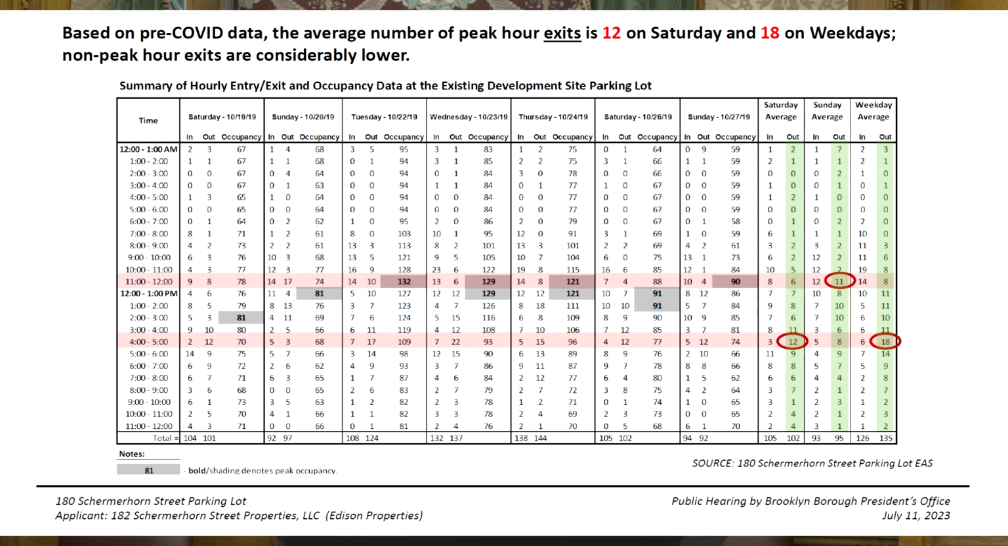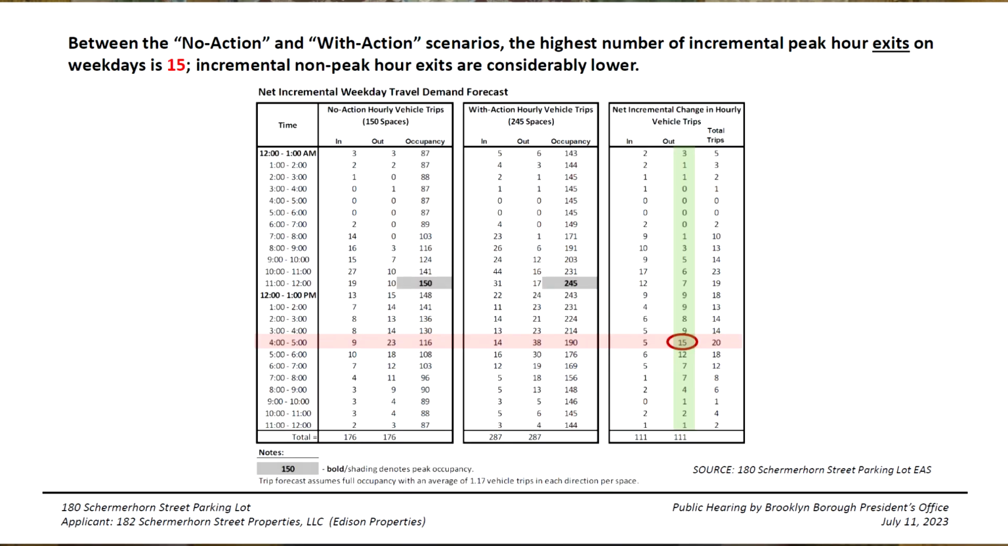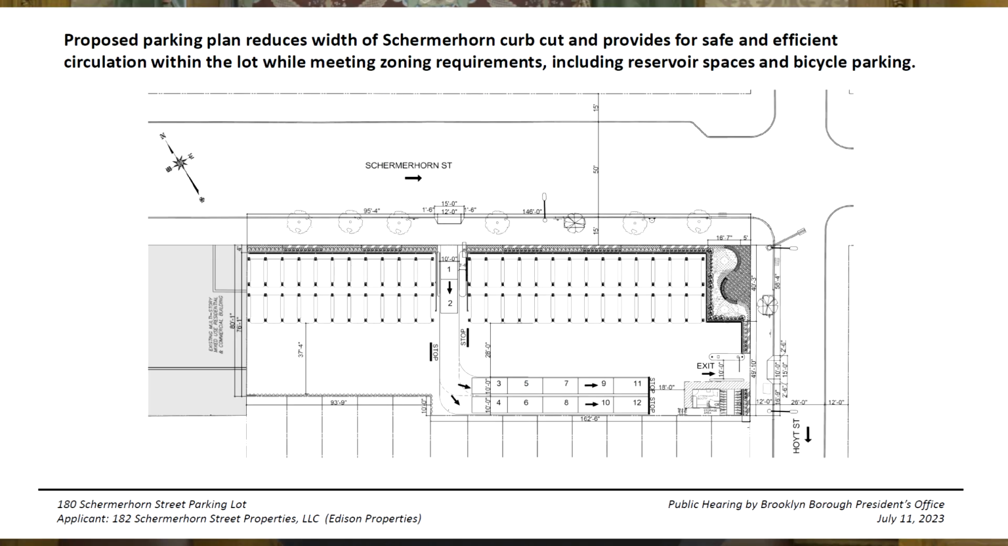Between the no action and the with action scenarios, the highest number of incremental peak hour exits on a weekday is 15. We did not do an analysis of weekend projections, but it's safe to assume that the non-peak hour exits on weekends are considerably lower. So now I'm going to hand it over to Jim, who's going to talk about the specific actions, and then I'll wrap it up with some final words.